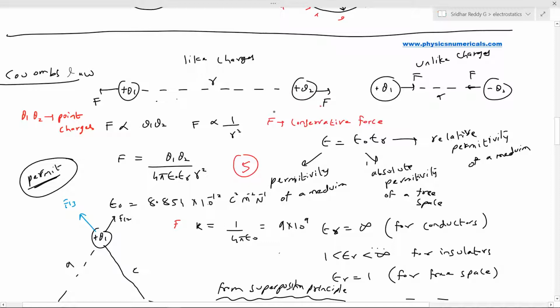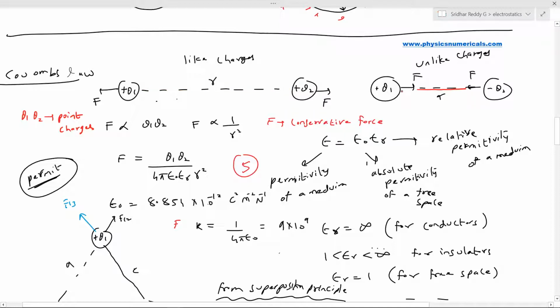And this force will be a conservative force. So these are some very fundamental features of Coulomb's interaction force. I'll summarize. The force is directly proportional to the product of charges, and inversely proportional to the square of the distance between them. The force of interaction will be conservative in nature. Then the force will act along the line joining the point charges. You see how this F is acting along the line joining the point charges.